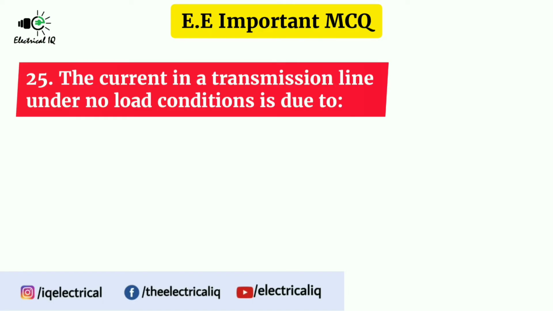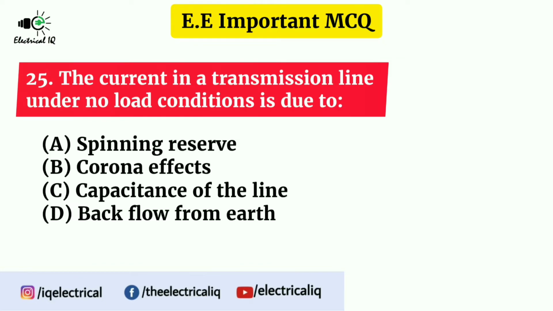Next, the current in a transmission line under no load condition is due to A spinning reserve, B corona effect, C capacitance of the line, D backflow from earth. So the answer should be capacitance of the line.